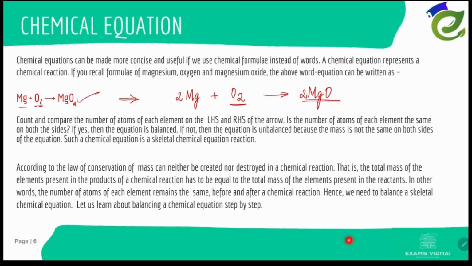But if we are multiplying by 2, the magnesium won't be balanced. In the product side we'll have 2 magnesium, and in the reactant there'll be only one atom. Therefore, we should multiply this magnesium with 2. Is that fine?